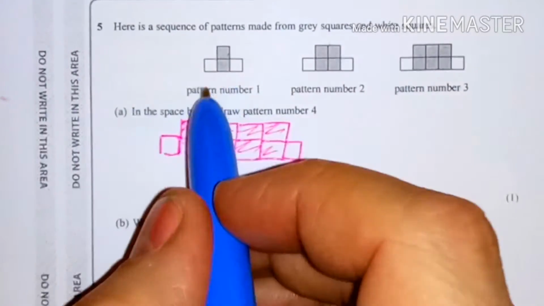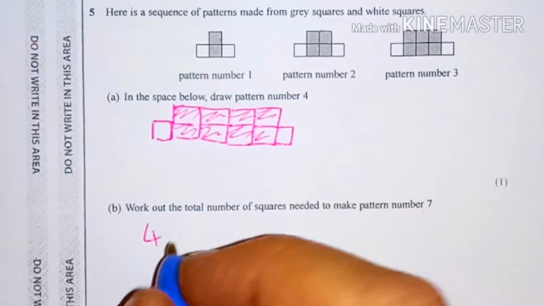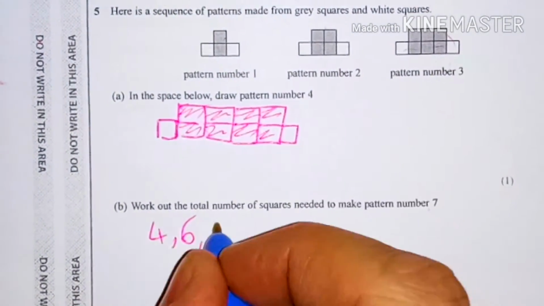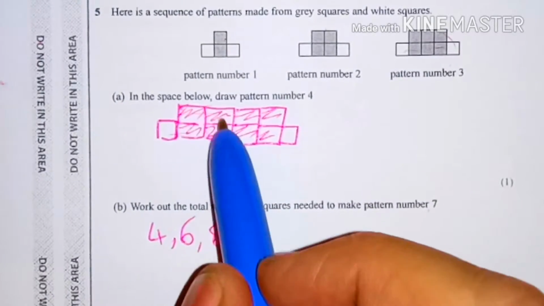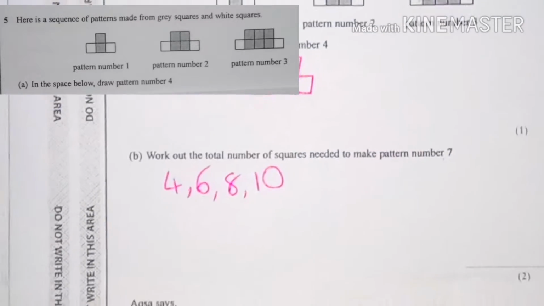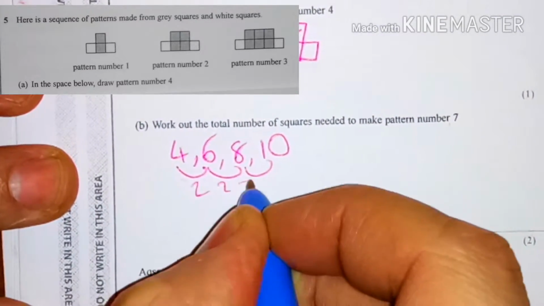So let's just say pattern 1 has 1, 2, 3, 4. Pattern 2 has 1, 2, 3, 4, 5, 6. Pattern 3 has 1, 2, 3, 4, 5, 6, 7, 8. And pattern 4 has 1, 2, 3, 4, 5, 6, 7, 8, 9, 10. Okay. Now the official way to do it is work out your nth term. So the common difference in each case is 2.